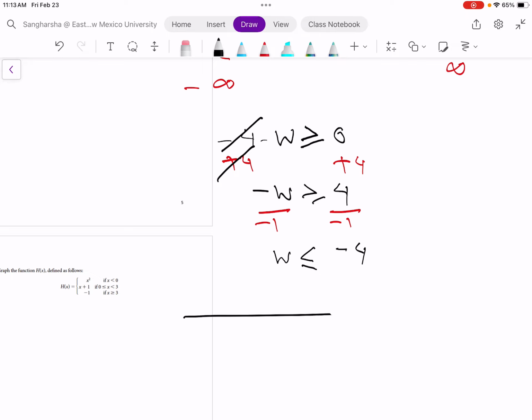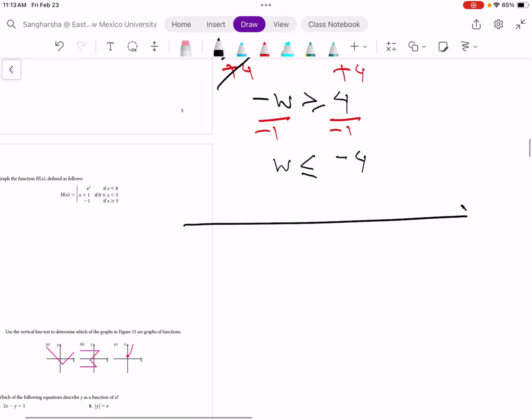Now on a number line, we have positive infinity, negative infinity, and we have negative 4 somewhere here. Now at negative 4, is it a closed circle or an open circle? Closed, right? Because we have an equals to sign here, so it's going to be a closed circle. Now where do we find a w which is less than negative 4? On the left or on the right? On the left. So every number on the left of negative 4, including negative 4, is the domain.